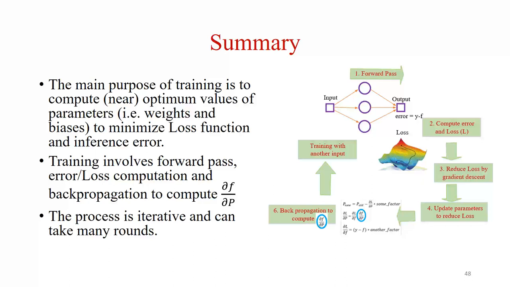So in summary, the purpose of the training is that we compute near-optimum values of the parameters, the weights and the biases. The training involves the forward pass, computing your error, and updating the parameters. The tough part is computing delta L over delta parameters. This is the tough part because you have to backpropagate all the way to the earlier stages of your network, and then you repeat again. So the process is iterative.